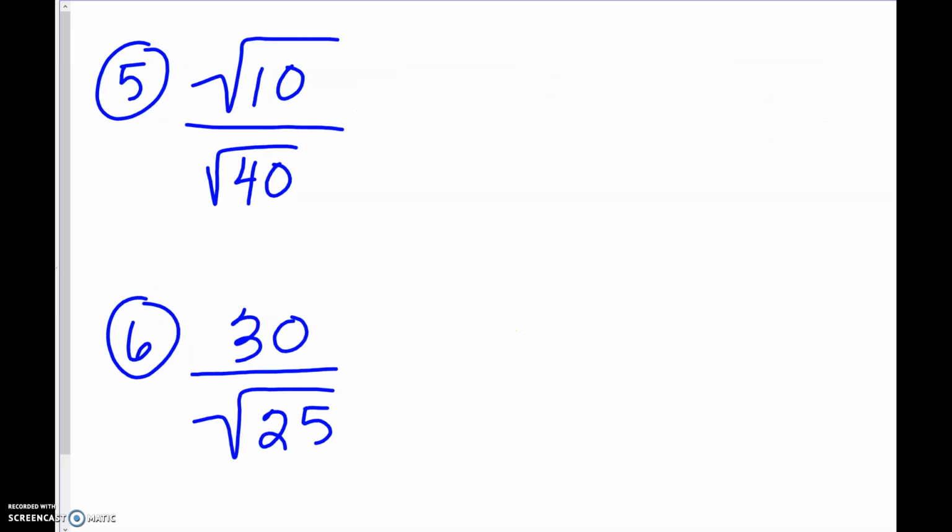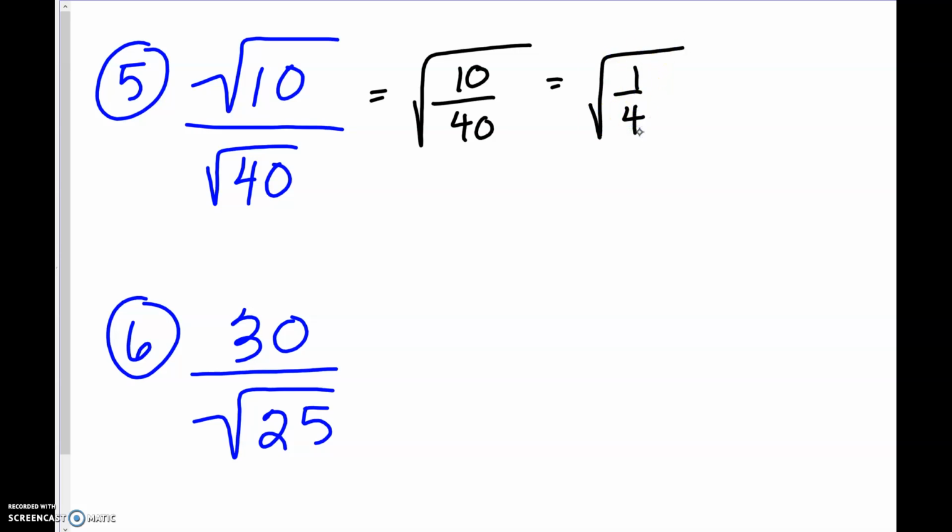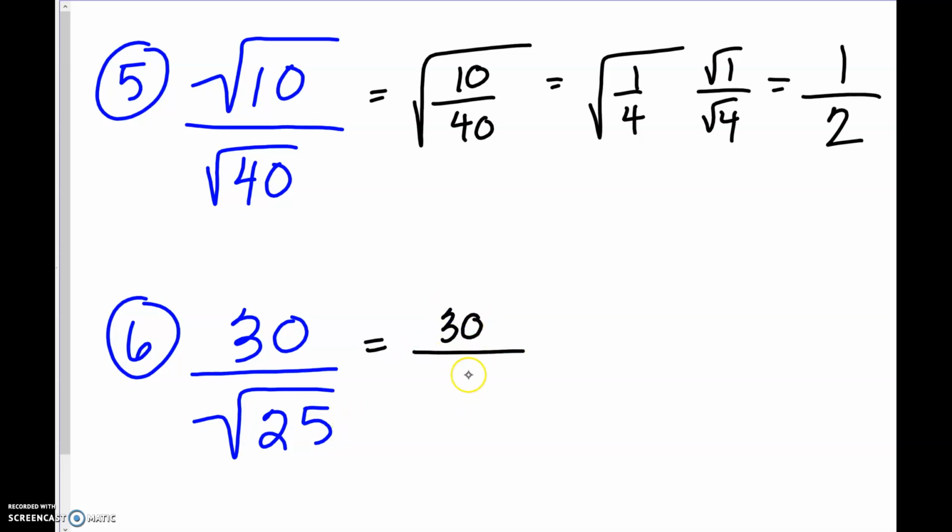All right, square root of 10 over square root of 40. So how about I write that under one radical? So I have 10 over 40, because that is going to simplify to 1/4. Now, I basically have the square root of 1 over the square root of 4, and the square root of 1 is 1, and the square root of 4 is 2. So this simplifies to 1/2. All right, number 6, well, that ends up being 30 over, and the square root of 25 is 5. So 30 divided by 5 is 6.